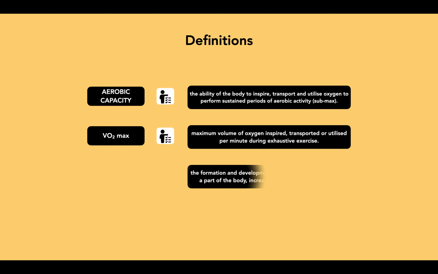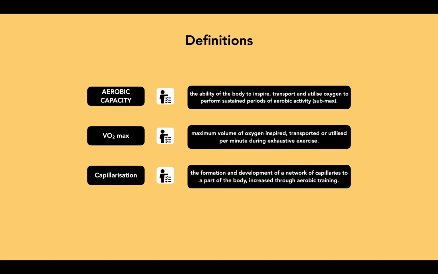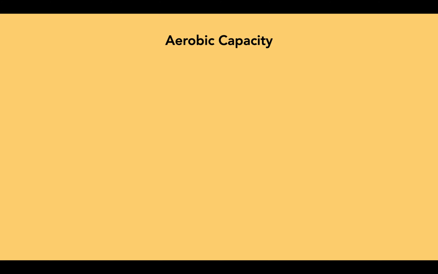Okay, and we have capillarization: the formation and development of a network of capillaries to a part of the body, increased through aerobic training. So these are some key terms that are going to come up in the series. And like I said, I'm going to break this up into different parts.